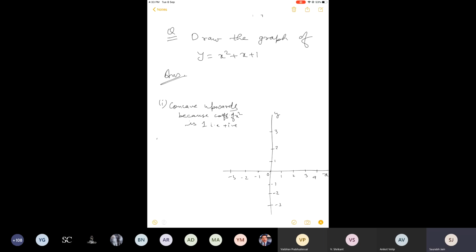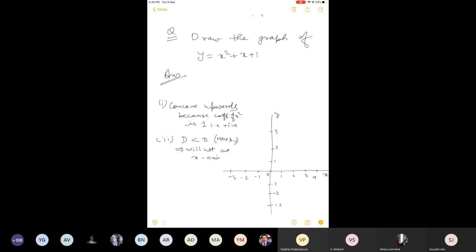Second question is, what about the discriminant and what is the conclusion? Discriminant less than 0, so it will not cut the x-axis, right? And what is the value of d? Here d is b square minus 4ac, that is minus 3.